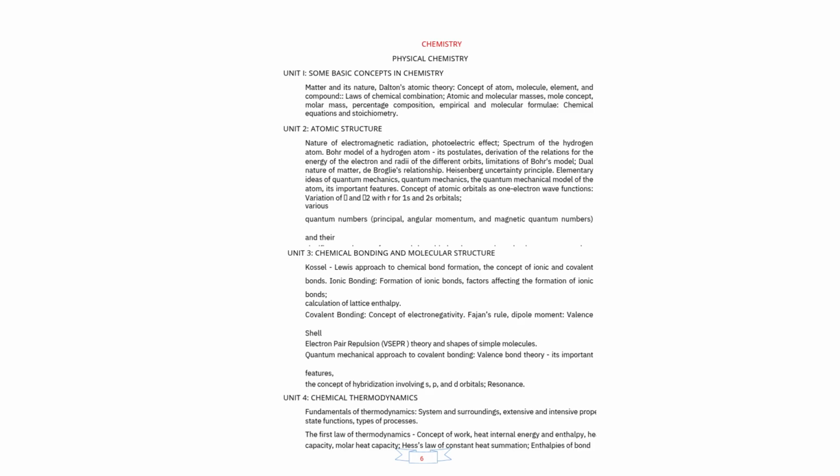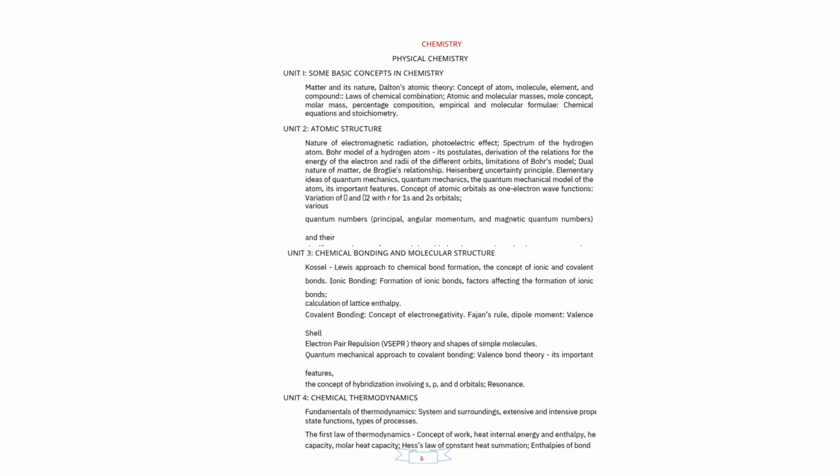Quantum mechanical approach to covalent bonding, valence bond theory, its important features, the concept of hybridization involving s, p, and d orbitals, resonance. Molecular orbital theory, its important features. LCAOs, types of molecular orbitals, bonding, antibonding, sigma and pi bonds, molecular orbital electronic configurations of homonuclear diatomic molecules, the concept of bond order, bond length, and bond energy. Elementary idea of metallic bonding. Hydrogen bonding and its applications.